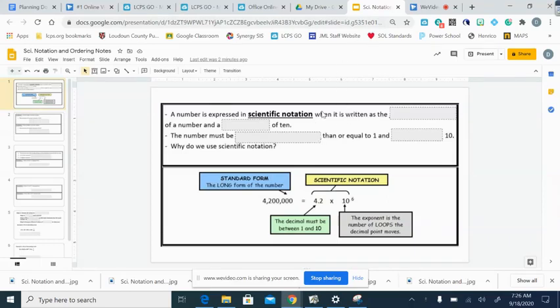Hi everybody. In this video we're going to go through our unit today on scientific notation and putting numbers in order. The first thing we're going to talk about is scientific notation. As we go through these notes, please pause the video periodically and make sure you type in the answers that I type in with me.